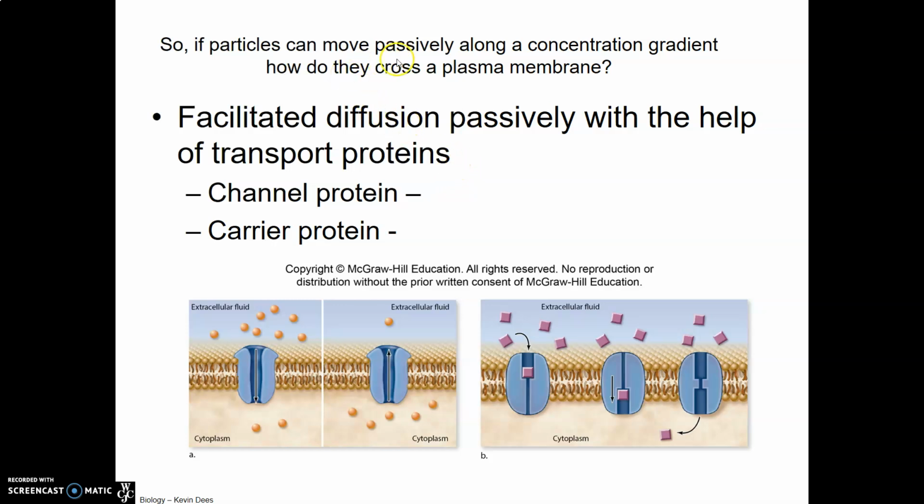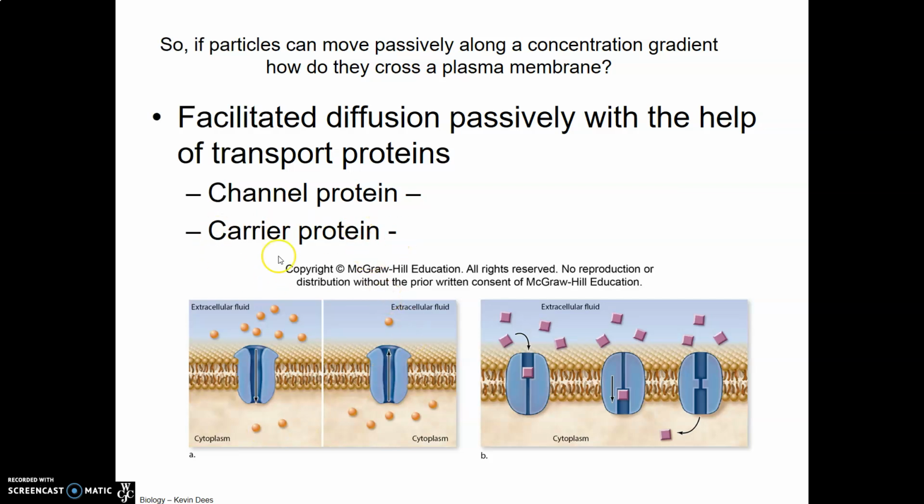Some particles move passively along this concentration gradient by using helper proteins. And so we call this facilitated diffusion, because their movement, based upon the concept of diffusion as a passive transport mechanism, is facilitated or helped by these transport proteins. And there are two types: a channel protein, which we see here, is a protein whose shape, and remember how important shape is to proteins, literally creates a little passage for these particles to move from an area of high concentration to low concentration.